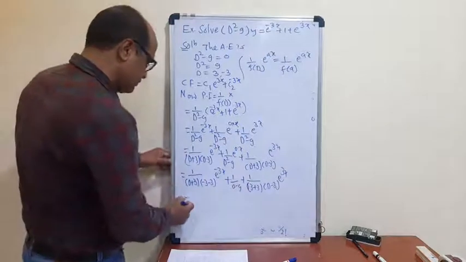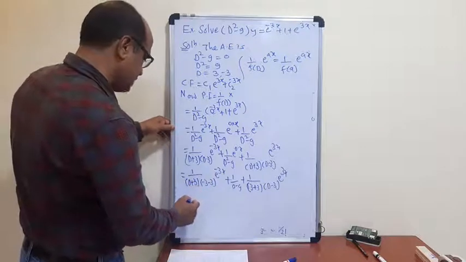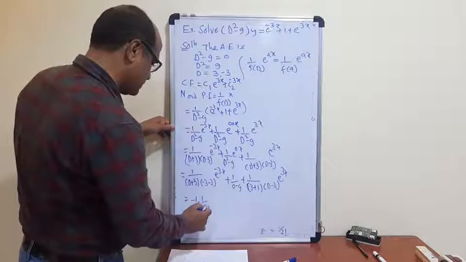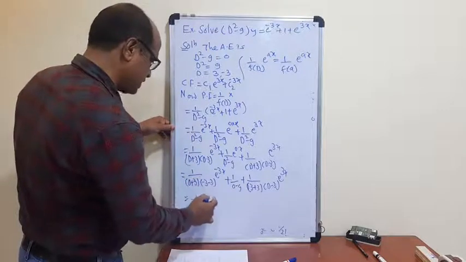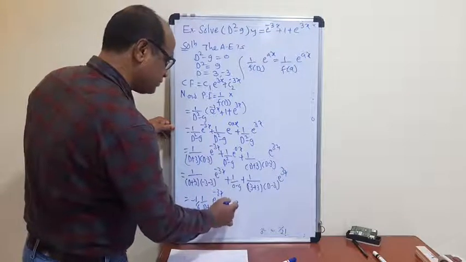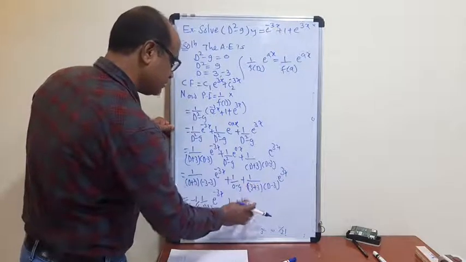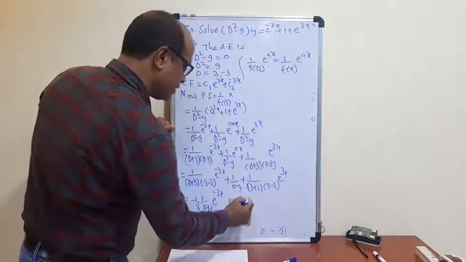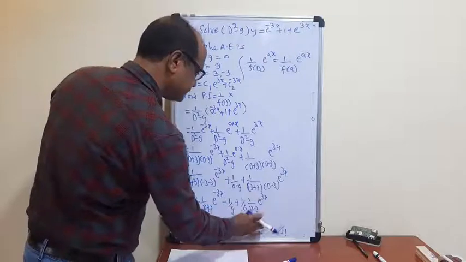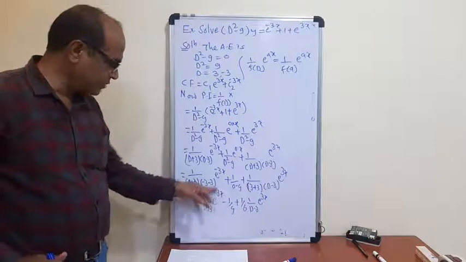So this is equal to minus 1 upon 6, 1 upon (D plus 3) e raised to minus 3x, then minus 1 upon 9, and then 1 upon 6, 1 upon (D minus 3) e raised to 3x. So how do we find this particular integral?